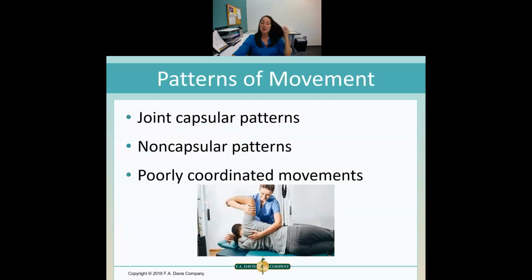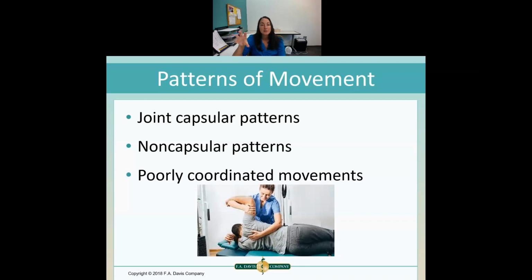Okay, so there are various patterns of movement. We'll talk more about this in Kines 2. You may be learning about it some in Kines 1 this semester. There's capsular patterns, and essentially what that means is in every joint with different movements, there's capsular patterns that say if the capsule is tight or if it's limiting the movement, then you would expect that this motion is the tightest, then this, and then this motion is the least limited.